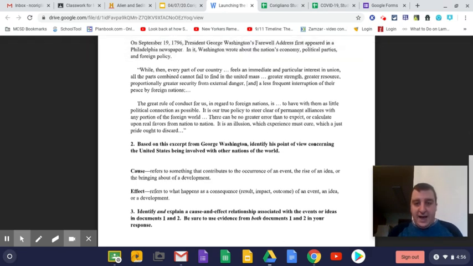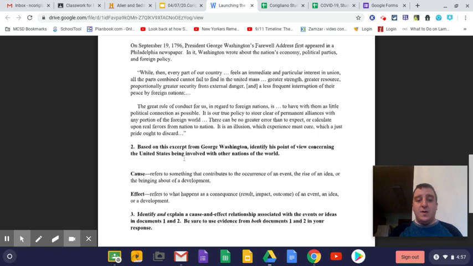It says, "to have with them as little political connection as possible, it is our true policy to steer clear of permanent alliances with any portion of the foreign world." You can take that sentence, put it in quotation marks and copy it word for word, and after you've copied that, say this shows that George Washington did not favor alliances with other nations, and thought that the United States shouldn't do that. So that would be, in effect, a cause. This was an idea that Washington conveyed.